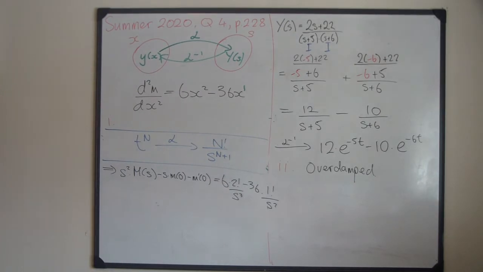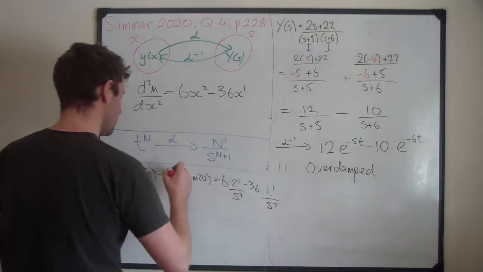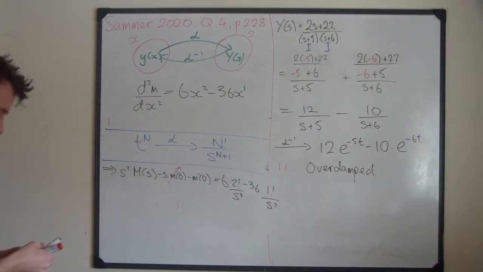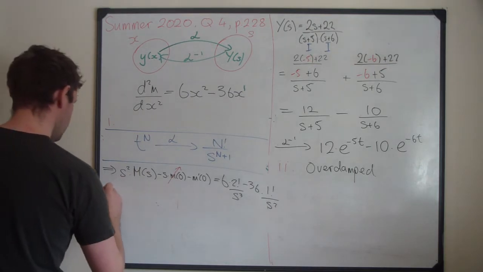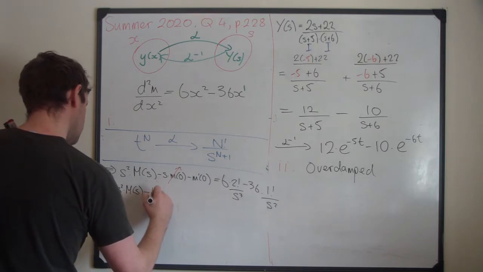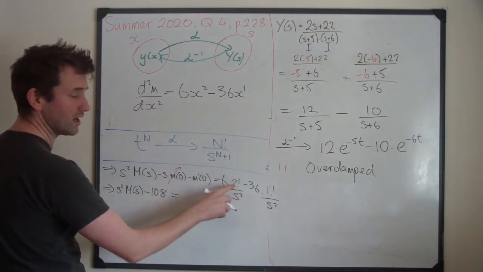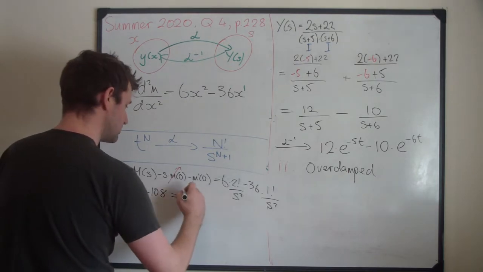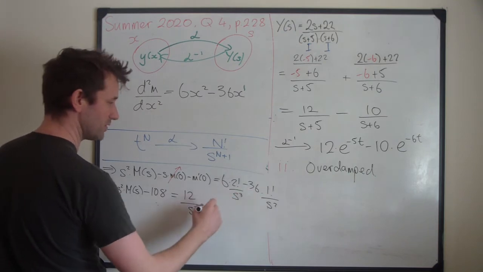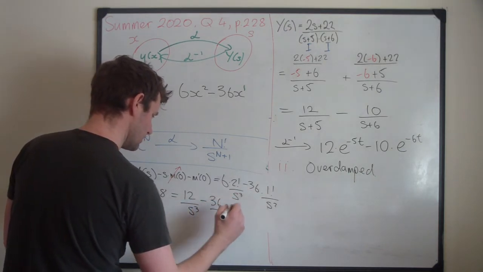So now we're going to apply our initial conditions. That says m of 0 is 0. So this is s by 0, that's gone. M dashed of 0 is 108. So we have s squared times big M of s minus 108. 2 factorial is 2 by 1 is 2. 6 by 2 is 12. 12 divided by s cubed. 36 by 1 factorial is just 36 divided by s squared.